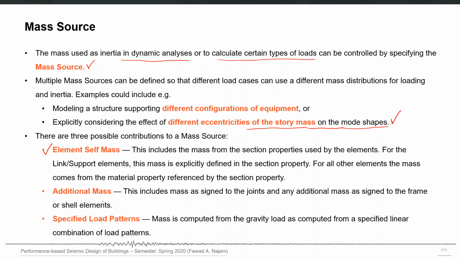The additional mass, if it is assigned to some of the frame or shell elements, will also be accounted for in the mass matrix. And the third thing is the specified load patterns, where you can convert different load patterns or their combination into mass, and that can construct your mass matrix. So any of these options or their combination can be used to define the mass source.